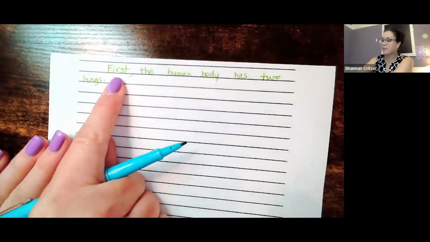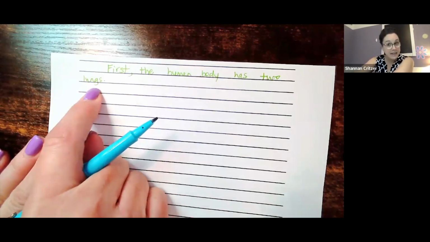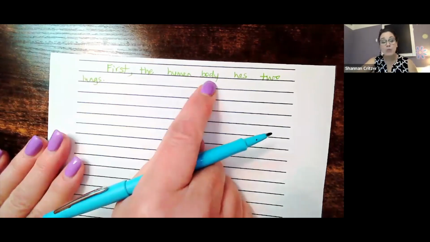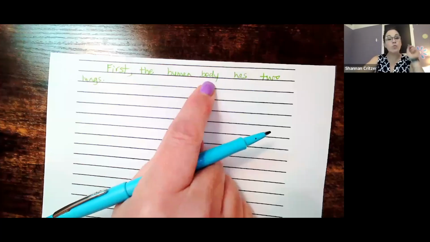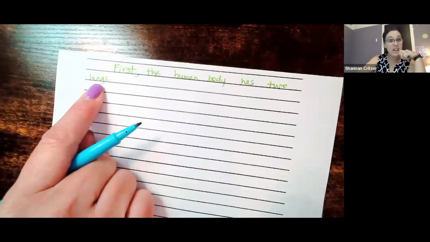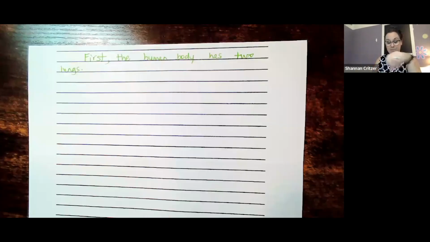So first, the human body has 2 lungs. That's my T sentence. That's introducing. I have my transition word. That's reminding my reader what the entire essay is about, what my central idea or my central message is, the human body, and then what I'm going to write about in this paragraph, lungs. Okay, my T1 is about lungs. So now I'm going to talk about breathing in.